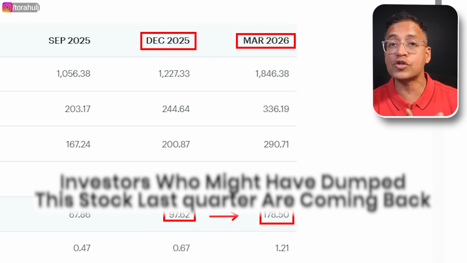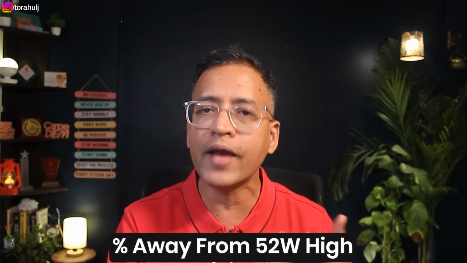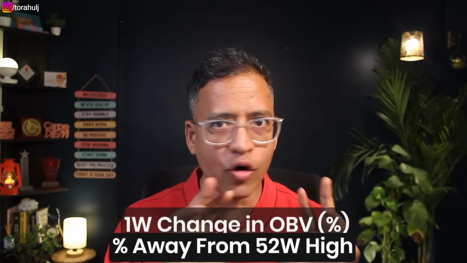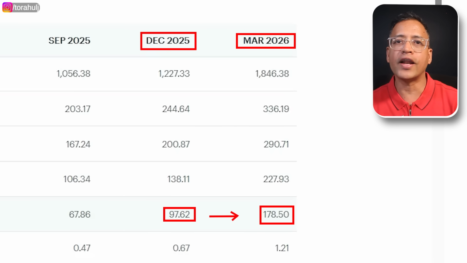So guess what is happening? Investors who might have dumped this stock last quarter are now coming back to this particular company, and we have seen that because of the stock price up, volume up, using those two filters that initially I showed you, right? Percentage away from 52-week high and the on balance volume. I hope you get the picture. We have seen the technical confirmation, and now what we are looking at is the fundamentals in terms of how the financials are improving. You can go through all the sentimental analysis.